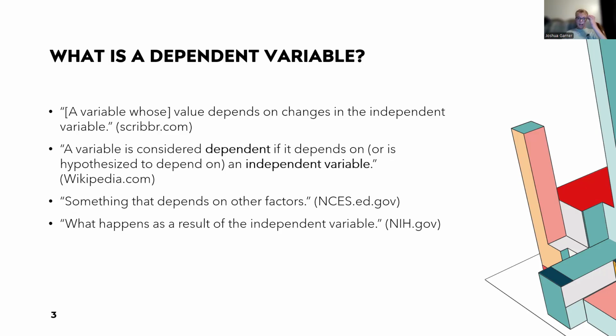On the flip side, a dependent variable is a variable whose value depends on changes in the independent variable. Wikipedia says it's a variable that's considered dependent if it depends on or is hypothesized to depend on an independent variable. NCES says a dependent variable is something that depends on other factors. And NIH says a dependent variable is what happens as a result of the independent variable. So it's whatever changes in the experiment that you didn't intentionally change.